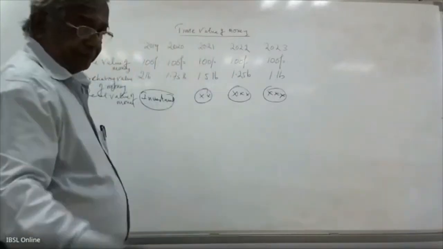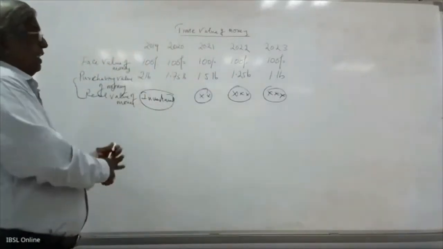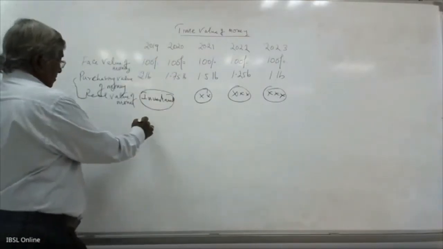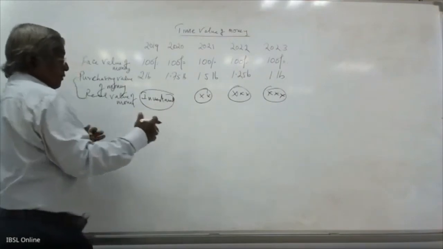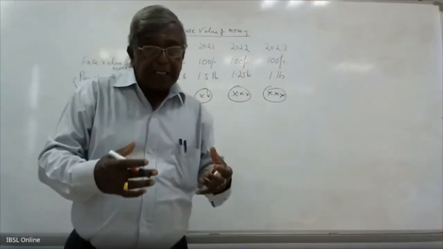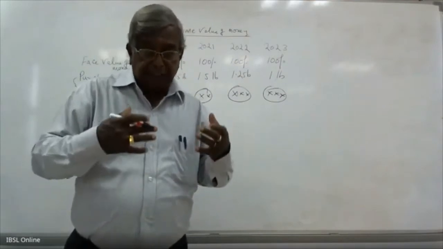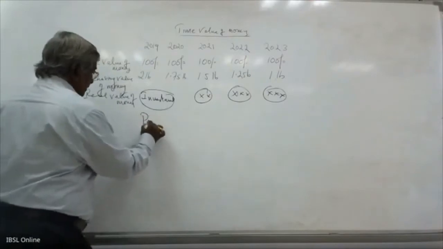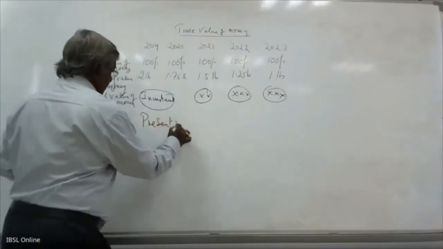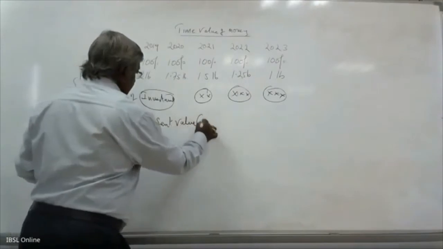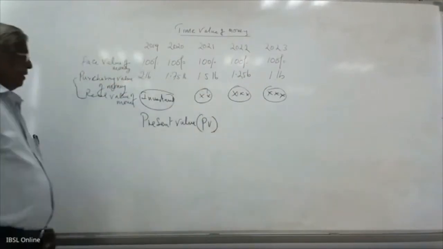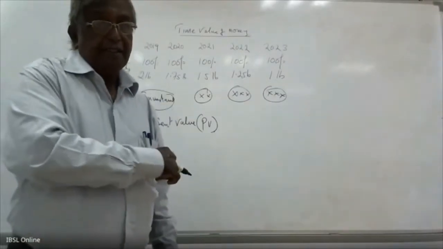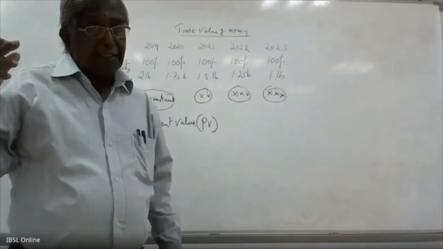And now, there are another two words we must know. The value of money what we have today, we call it present value of money. So this is present value, simply we call PV.